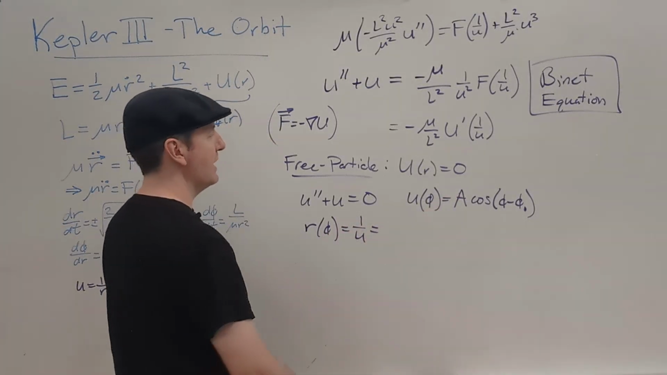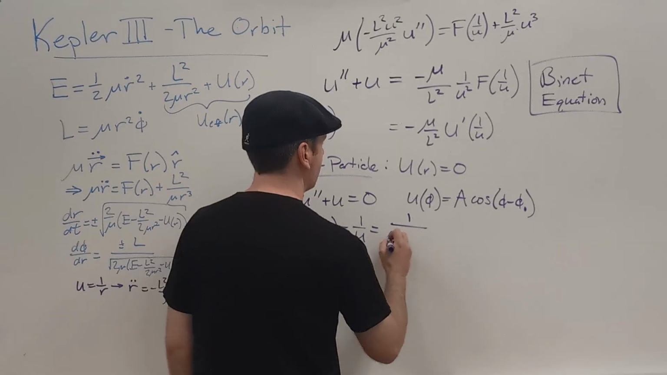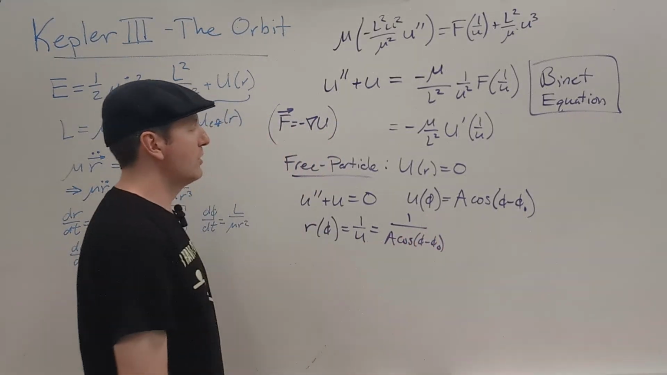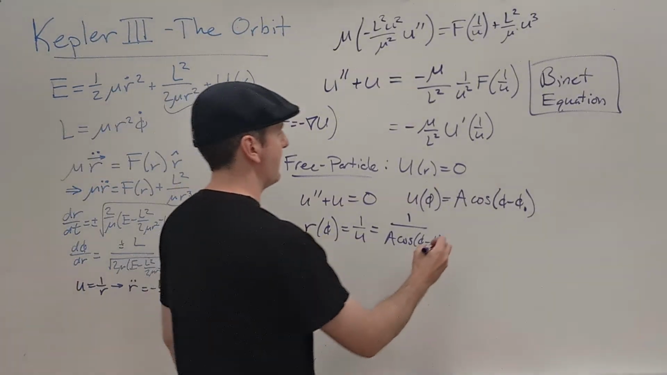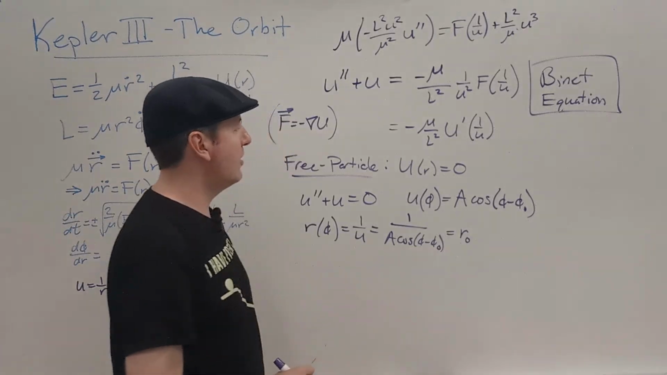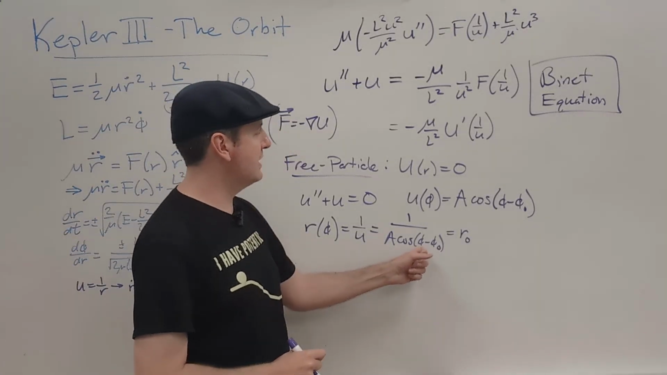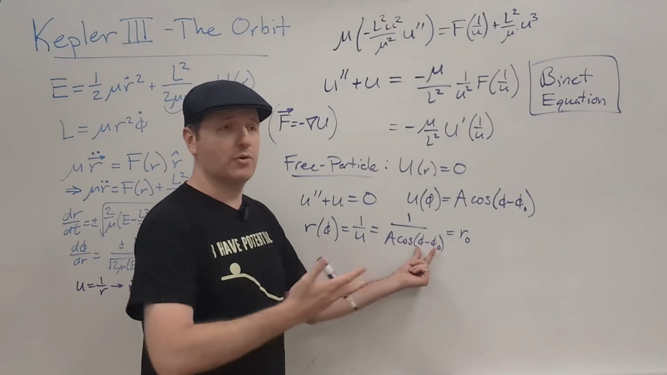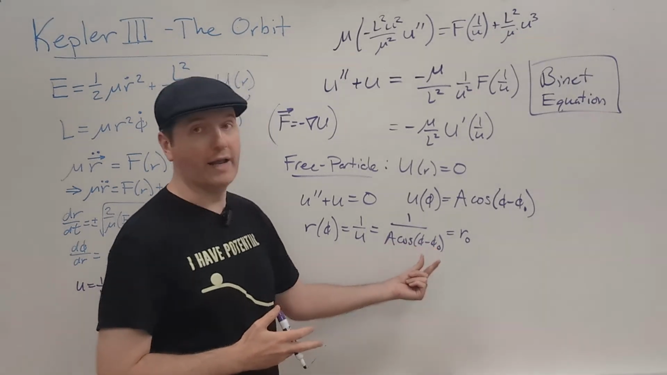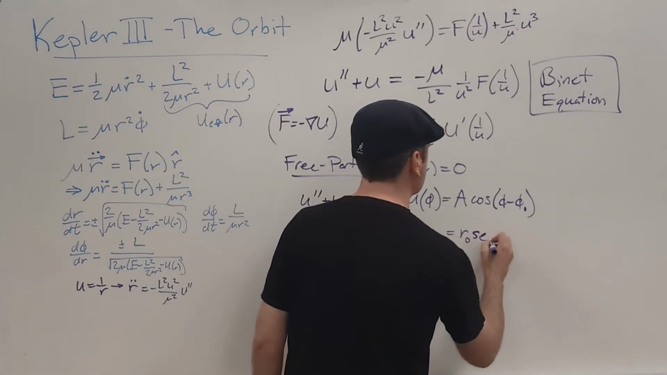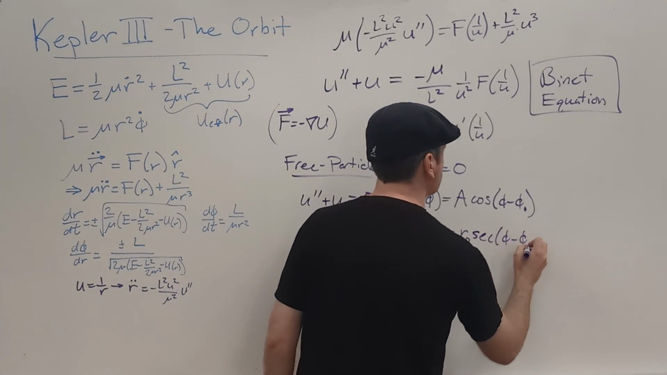And if I reciprocate this, I'll have 1 over a cosine of some junk. Or, put another way, some sort of, I'll call it r naught. And by r naught, I mean the value this takes when phi equals your starting value. Cosine of that is cosine of 0, which is 1. So it's part of the reason I used a cosine. Times secant of phi minus phi naught.